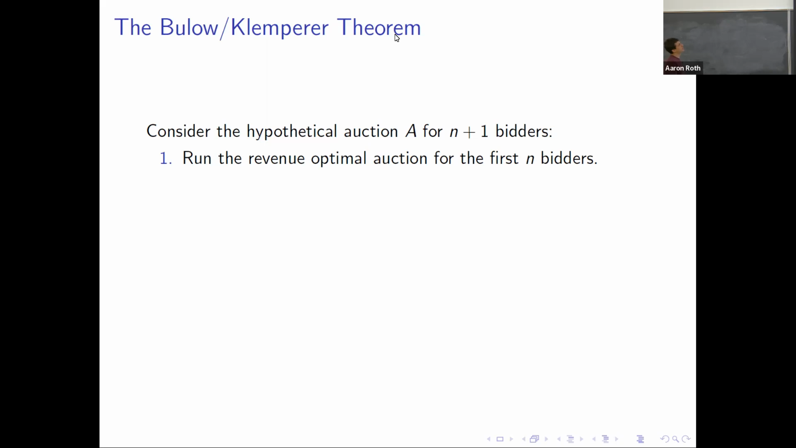And I'm just going to run the revenue optimal auction for the first n bidders, the thing we just derived. So the second price auction with a reserve. Maybe one of those bidders wins the item, but maybe nobody does. Nobody bids above the reserve price.